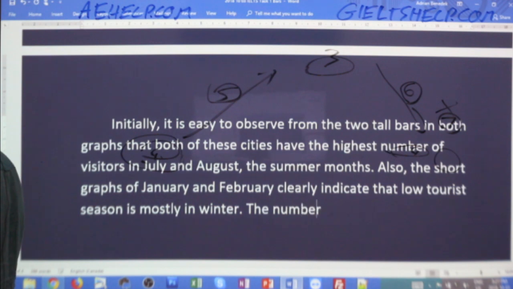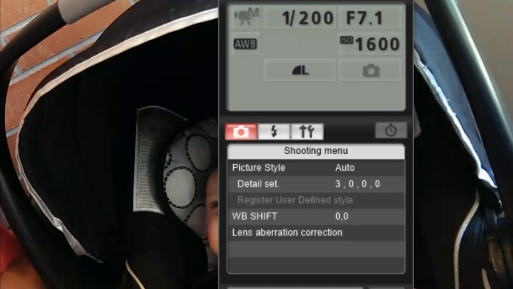The number of tourists to both locations rapidly increase towards summer, during spring, towards summer, and then sharply decline as fall sets in.